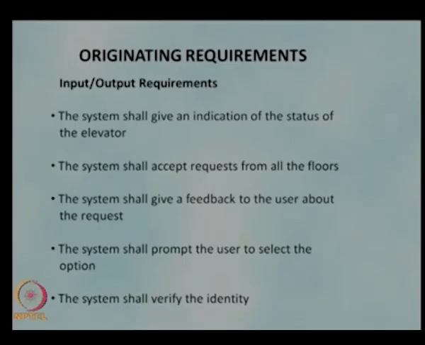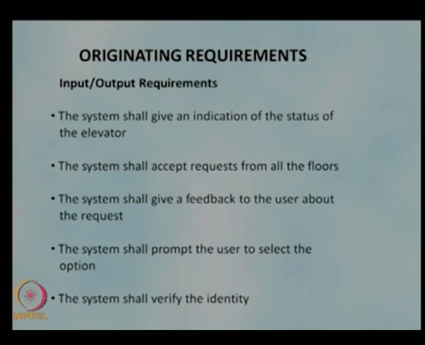For the case of the elevator, we can say the system shall give an indication of the status of the elevator. So, the system should have a facility to give an output indication of the status, whether it is in working condition or which floor the elevator is at present. The system should be capable of giving that output. So, that is one of the output requirements identified.